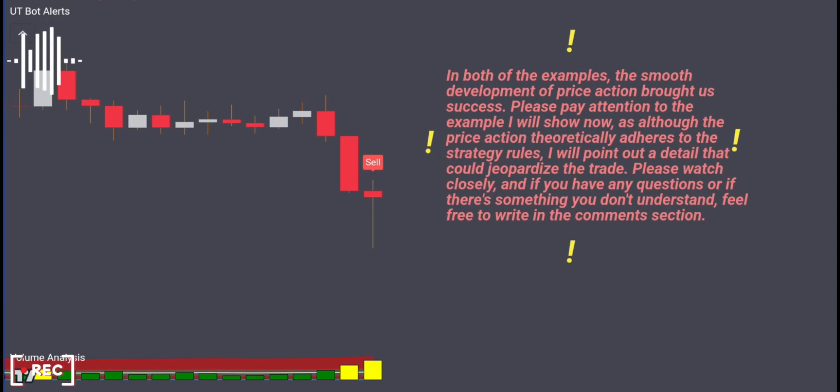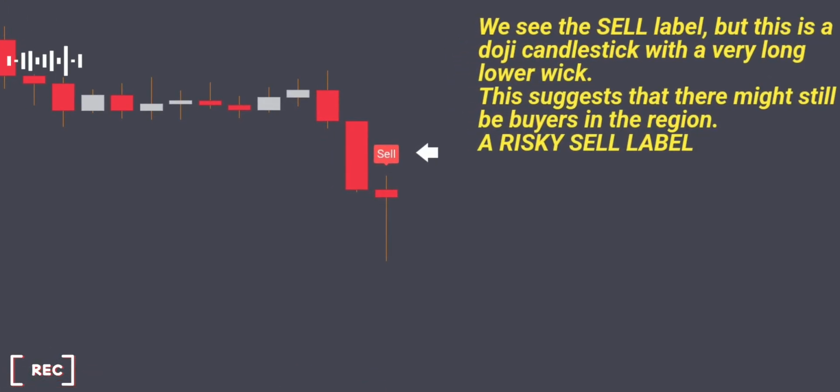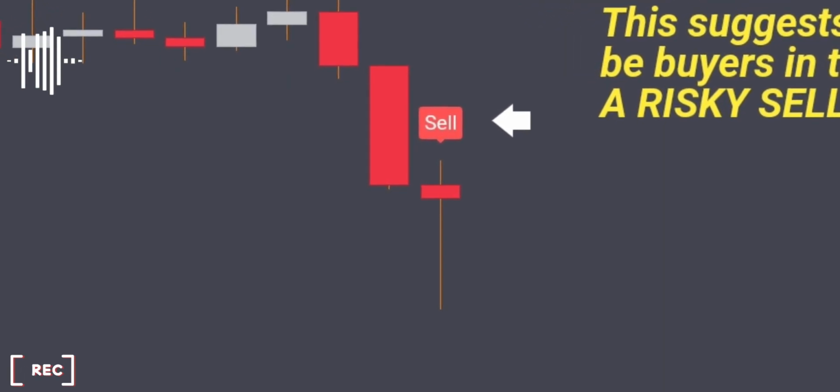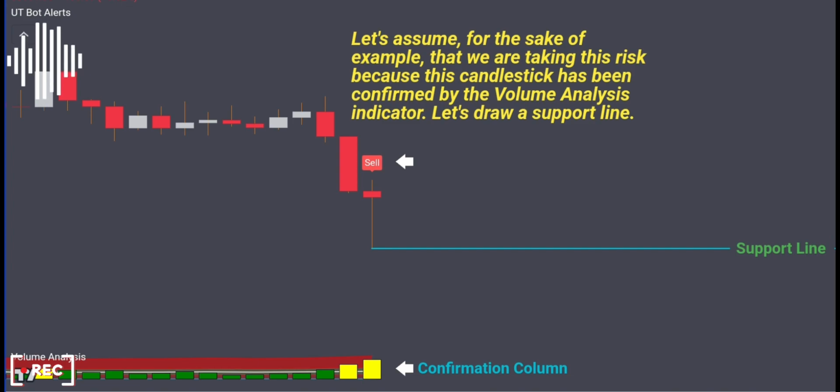I will now show you a high-risk trade within this strategy. Please watch carefully. Although candlestick formations like this theoretically adhere to the rules of the strategy, I do not recommend them. As you can see, a sell label has formed above a red candlestick, but this candlestick is a doji candle. Additionally, the volume analysis indicator confirms the volume of this doji bar.